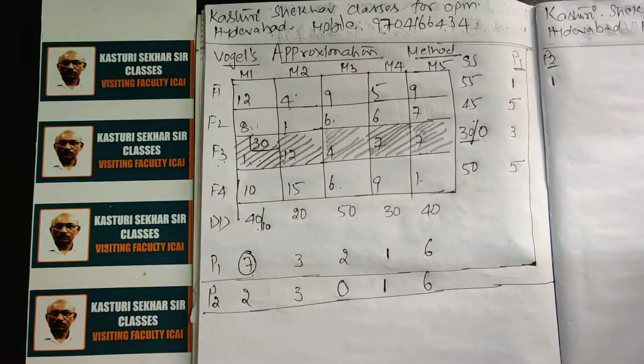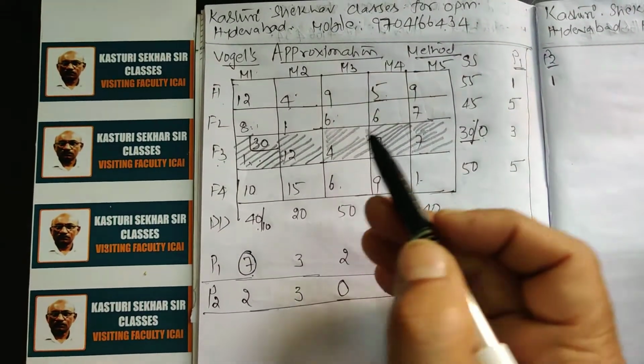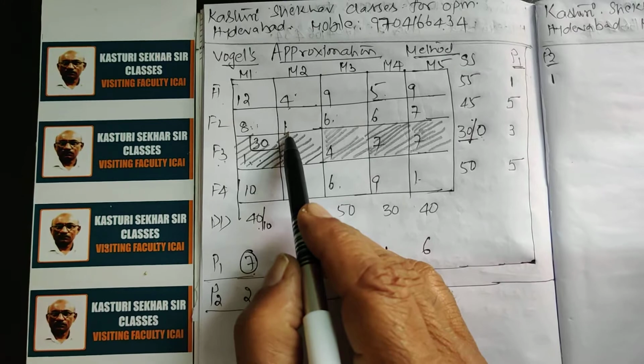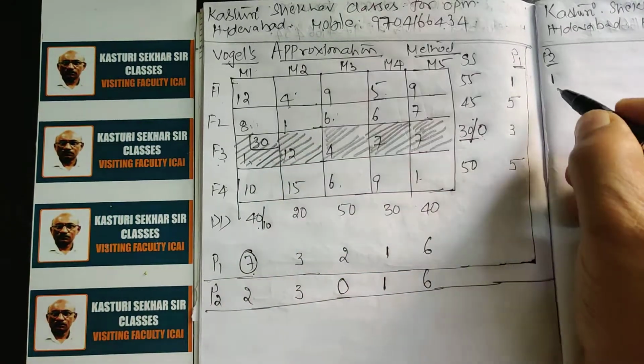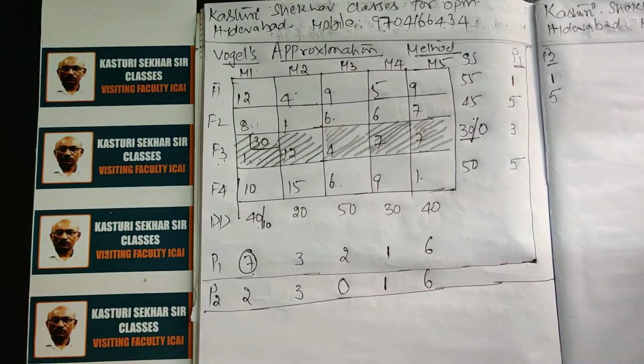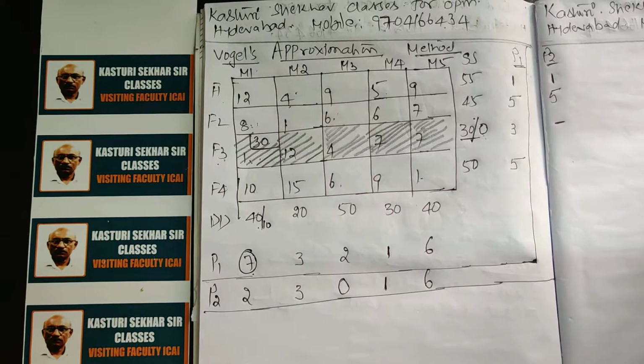Difference of these two is 1. Second row, lowest value is 1 rupee. Second lowest value is 6 rupees. 1 and 6 difference is 5. This is a dash. Penalty is not required here.